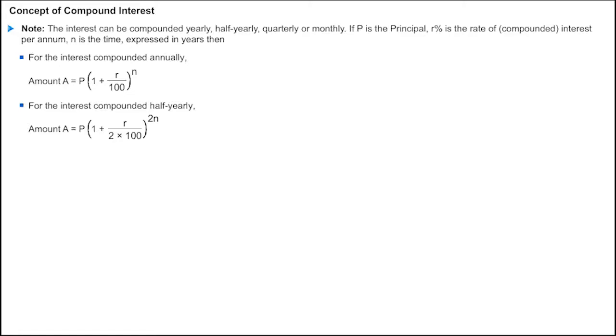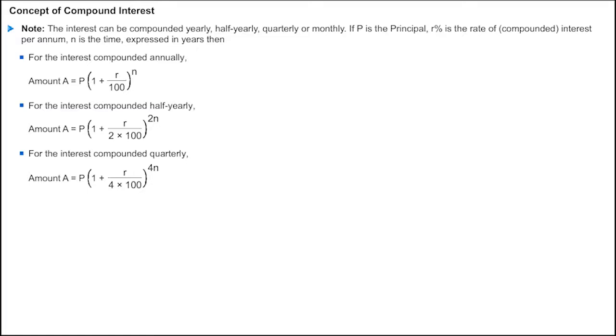We are writing 2n because half yearly means in a year there are 2 half years. So you are going to calculate the interest twice. So 2n. Same way you have 2 in the denominator also, that is R upon 2 into 100. Similarly, if the interest is compounded quarterly, your amount will be equal to P into (1 plus R upon 4 into 100) whole raised to the power 4n.